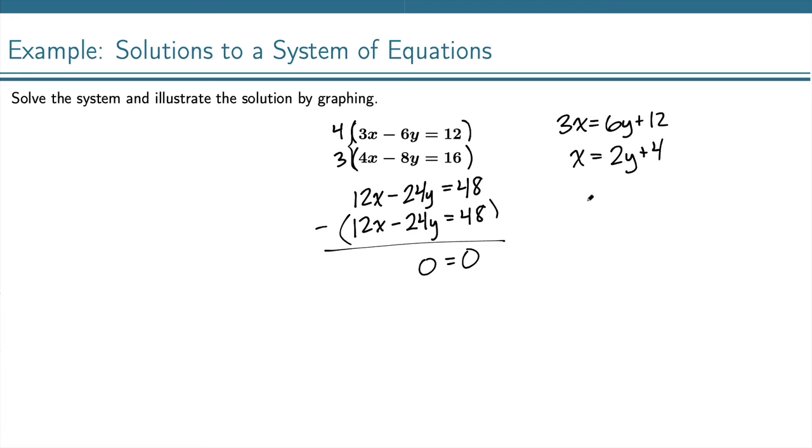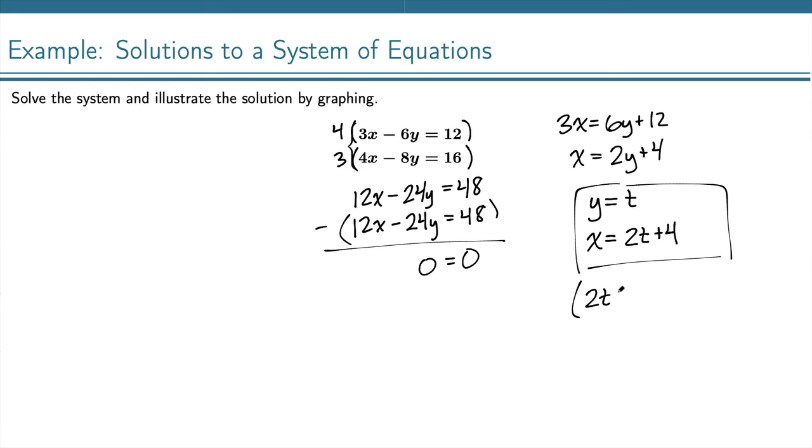And sometimes what we'll do is we'll use what's called a parameter, and we'll say, well, y can be anything. I'm going to call it t, and that's what's called the parameter. And then x is equal to 2 times y, which is t, and then plus 4. And so this would then be how we write our solution, or as an ordered pair, (2t plus 4, t). And so every solution of this system of equations is of this form.